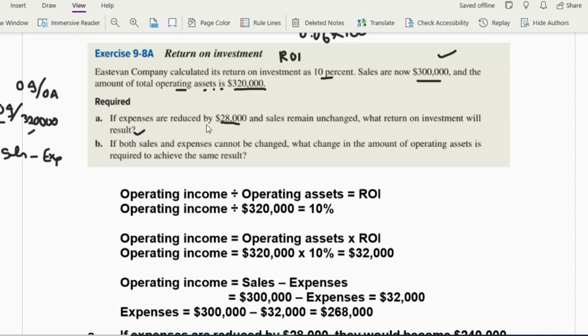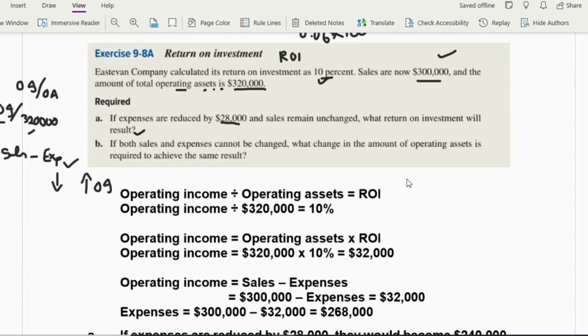They say that if expenses are reduced by 28,000, logically speaking, when expenses decrease, they increase your operating income with the same ratio, right? So if expenses are going to decrease with 28,000, operating income should increase with 28,000, but we don't know what is operating income for the current ROI. So let's calculate our operating income first.